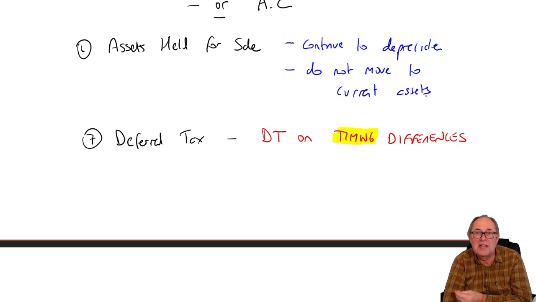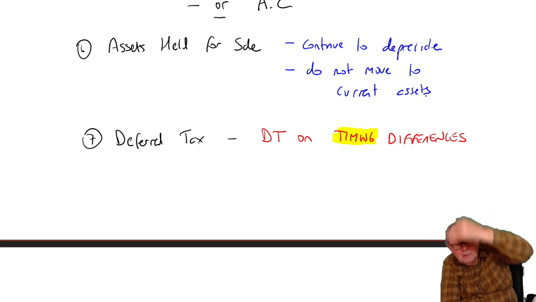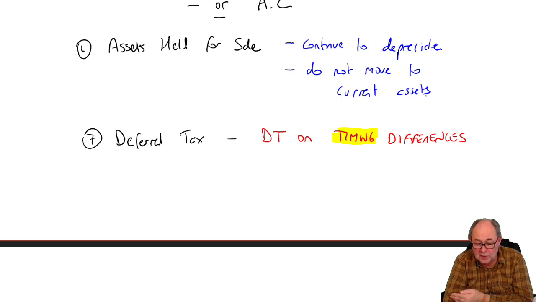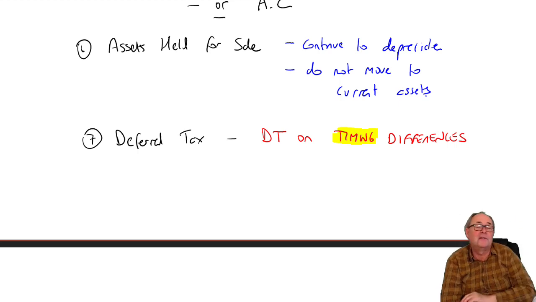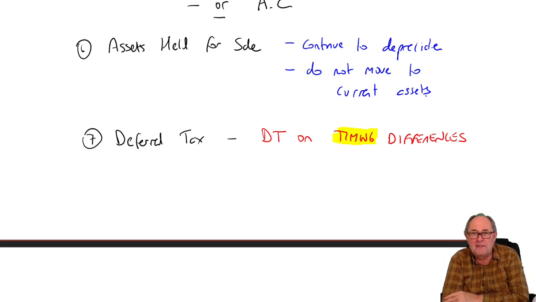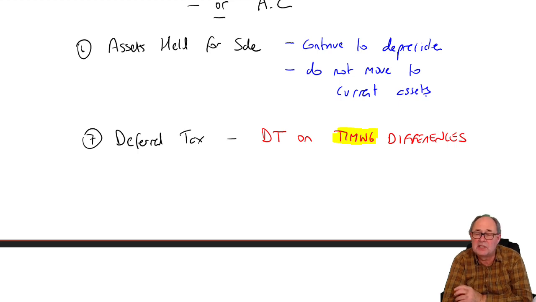The reference there is on timing differences. Timing differences, again, where the tax is payable at a different time, of course, to the underlying profit being recorded. So it's a fairly similar concept to temporary differences.